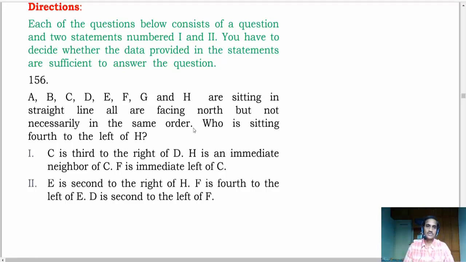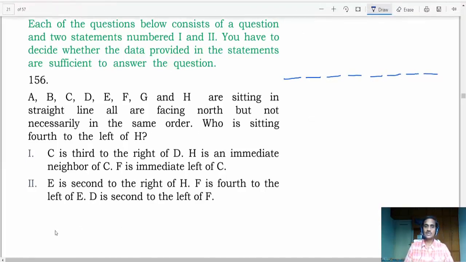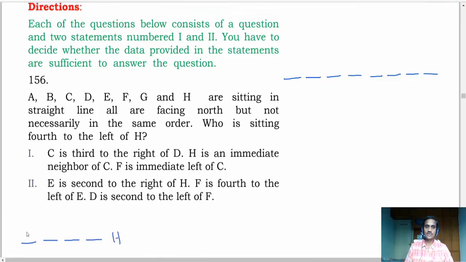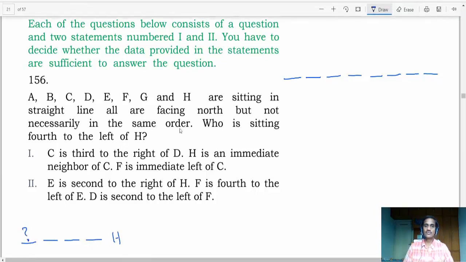Then 8 people seated in a straight line facing north: 1, 2, 3, 4, 5, 6, 7, 8. Who is sitting 4th to the left of H? Who is 4th to the left of H? 1, 2, 3, 4, isn't it? And who is 4th to the left? C is south to the right of D. How should we take C is south to the right of D?